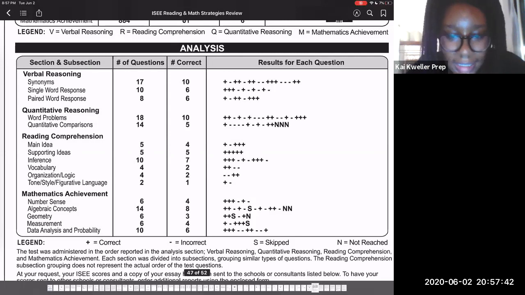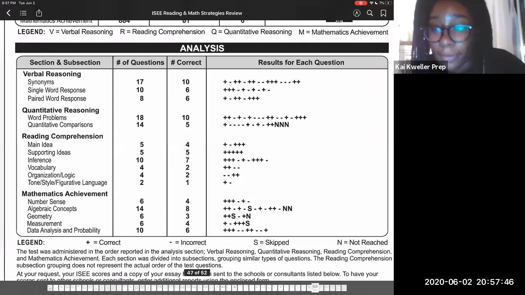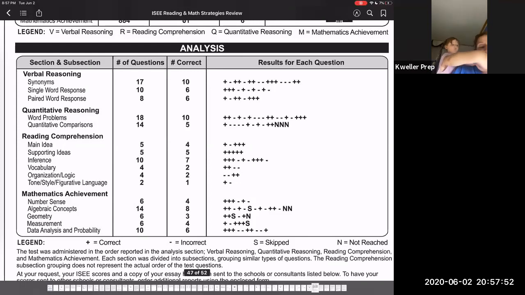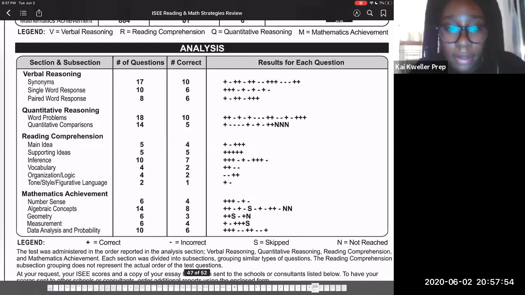I took the essay both 7 years ago and 4 years ago, because I was going to apply for a different high school, but I ended up staying at Dwight. And I also took it to get into Dwight.